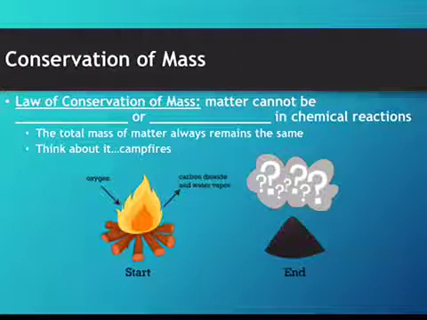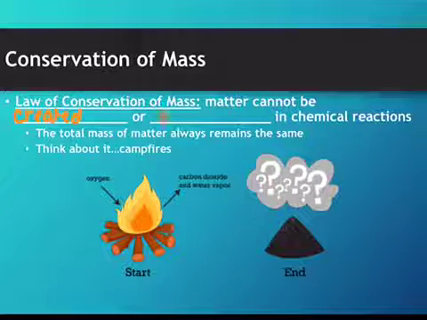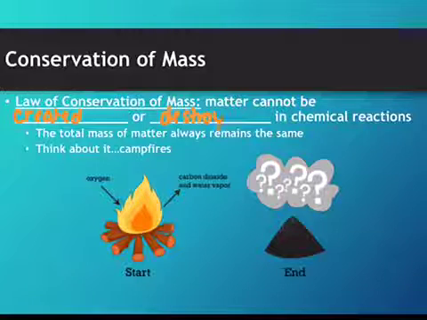While we're doing chemical changes, we have to follow the law of the conservation of mass. This says that matter cannot be created or destroyed in chemical reactions. So the total mass of matter always remains the same. So when we have a campfire, we have the mass of the logs, and at the end, that log is reduced to a pile of ashes. And so your gut is probably saying there's no way that a pile of logs and a bunch of ash weigh the same, and you would be correct.